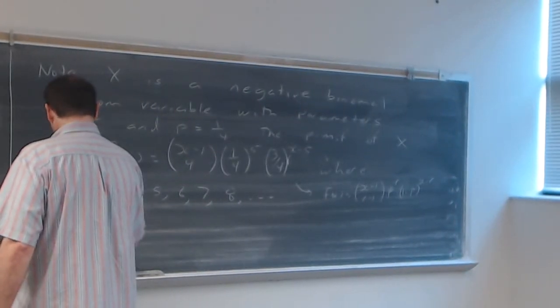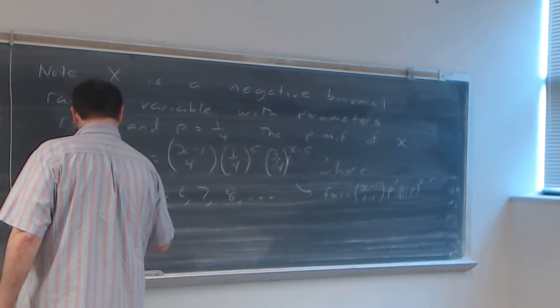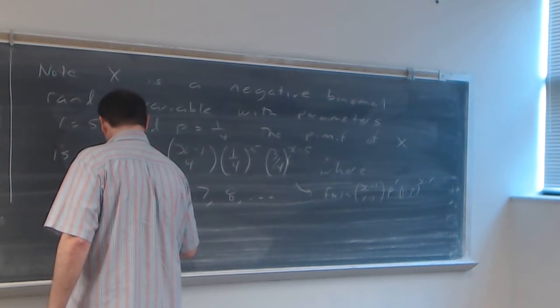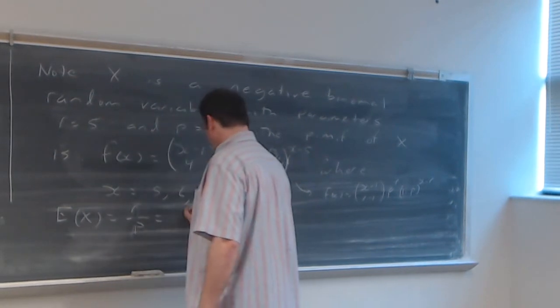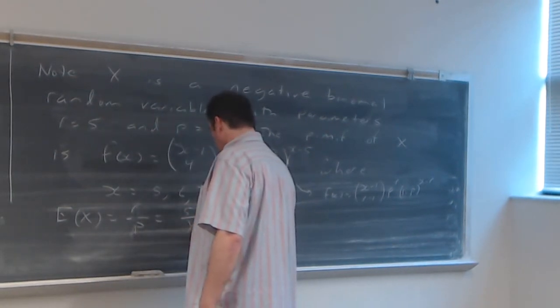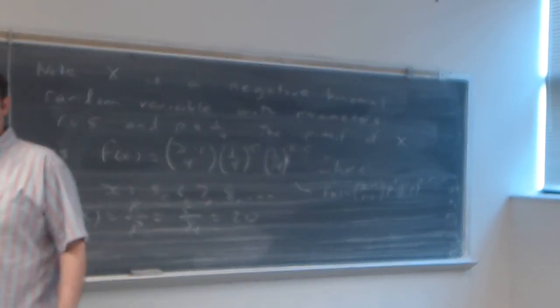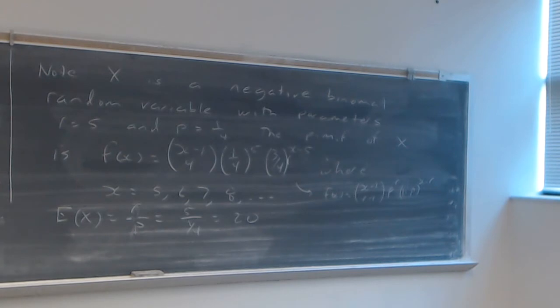The expected value of X, that's r over p, and that's going to be equal to 5 over 1 fourth, which equals 20. So you expect to do the experiment 20 times to get your fifth part.